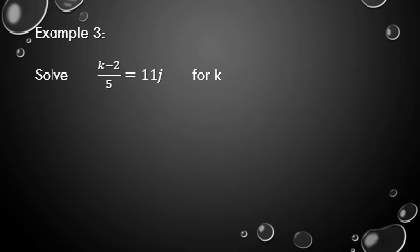All right, example 3. Now we are solving for k. So now, as you remember from previous examples, because this is a division bar and on the left side everything's being divided by 5, we have to get rid of that division first. So how do we get rid of division? We multiply. So we're going to multiply both sides by 5.